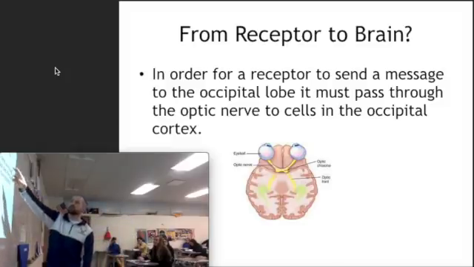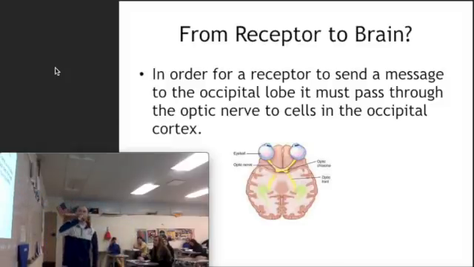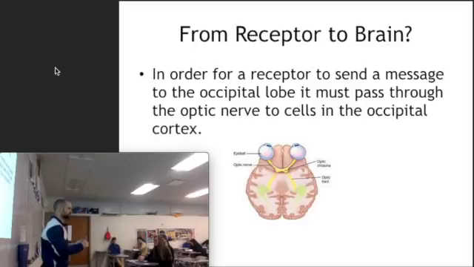Okay, so in order for a receptor to send a message to the occipital lobe, which we all know, hopefully, because we know our lobes, remember FPOT. Okay, what's F stand for? What does this do? We have to learn another topic.